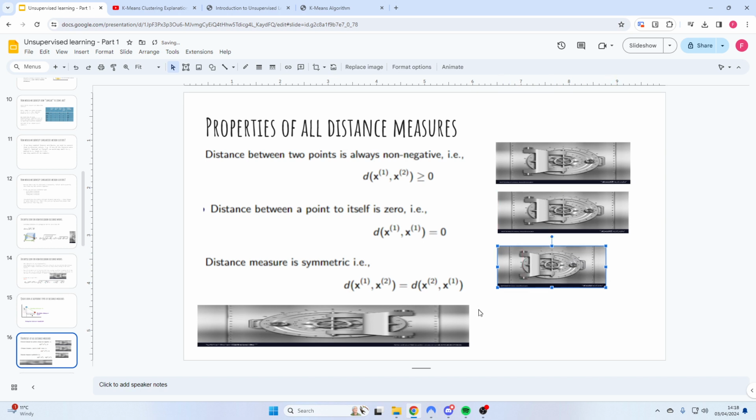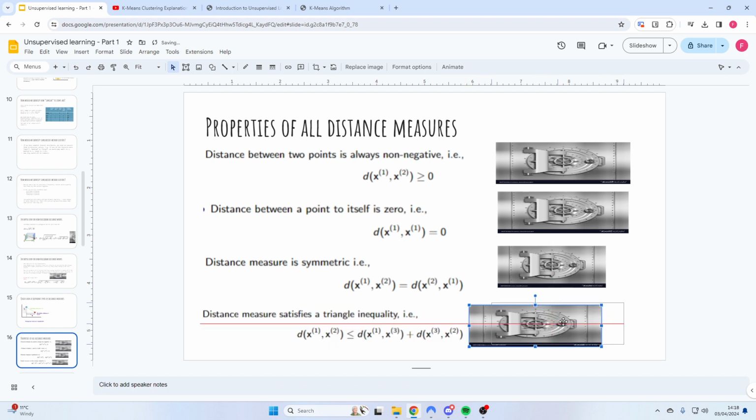Another property is that the distance measure is symmetric. The distance from A to B takes just as long as B to A, because they're mirrored. And it's not negative, so we're not doing displacement here, where it can be negative. We're doing distance. So x1 to x2 is going to be the same as x2 to x1.